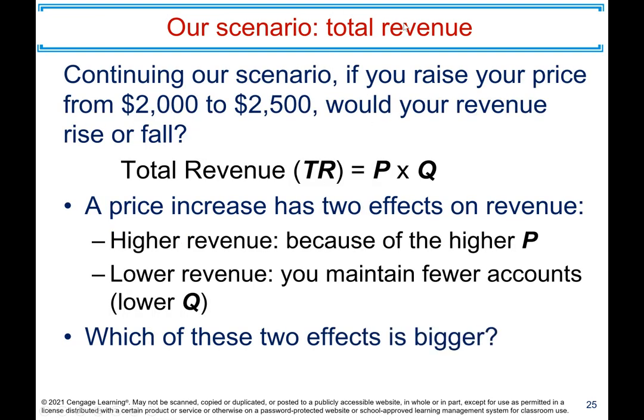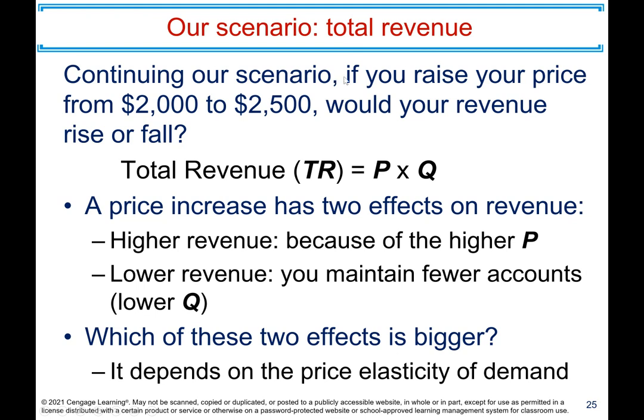Our scenario, total revenue. Continuing our scenario, if you raise your price from 2,000 to 2,500, would your revenue rise or fall? Total revenue is price times quantity. A price increase has two effects on revenue. Higher revenue because of the higher price. Lower revenue, you maintain fewer accounts, lower quantity. Which of these two effects is bigger? It depends on the price elasticity of demand.